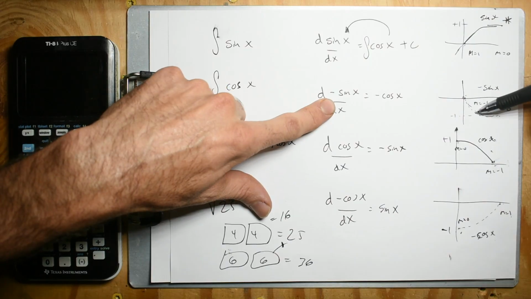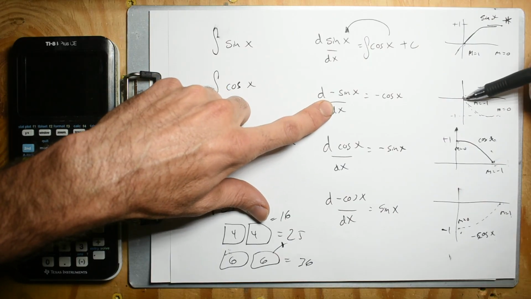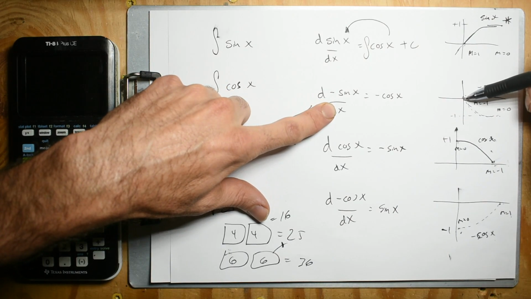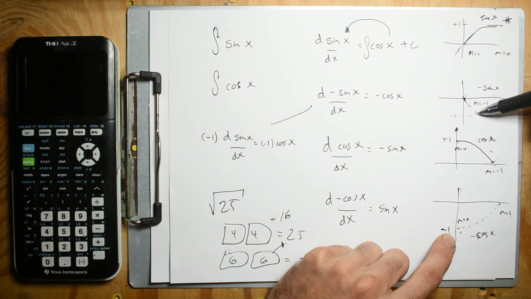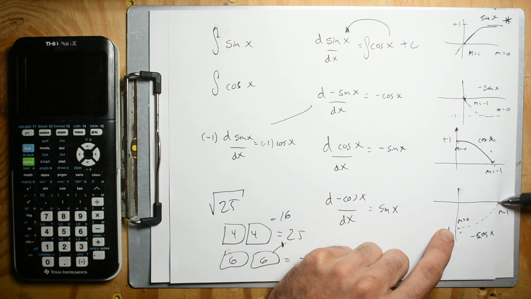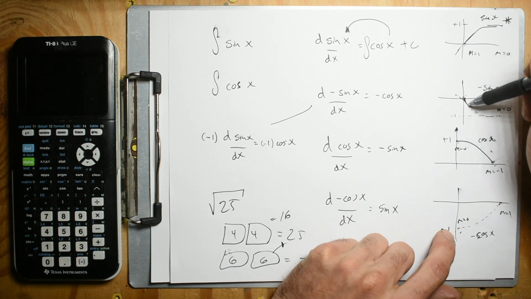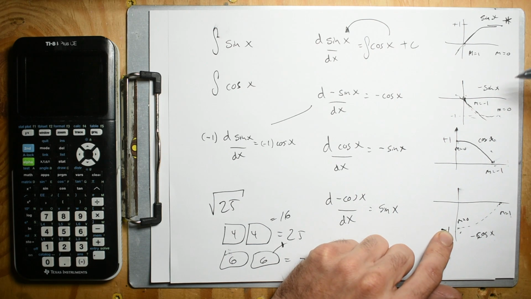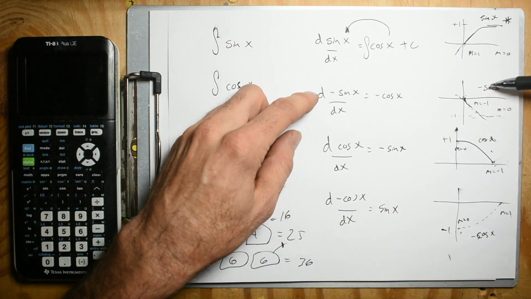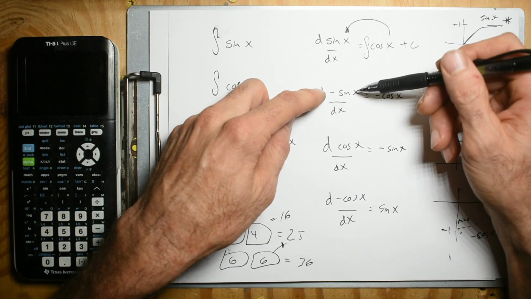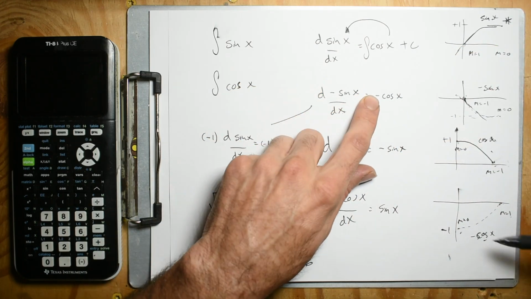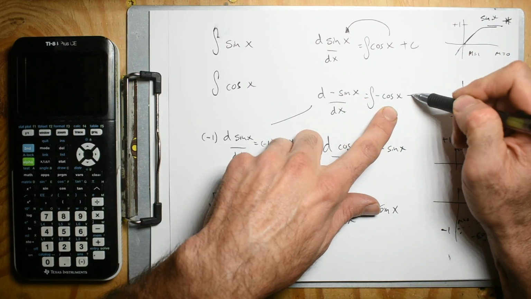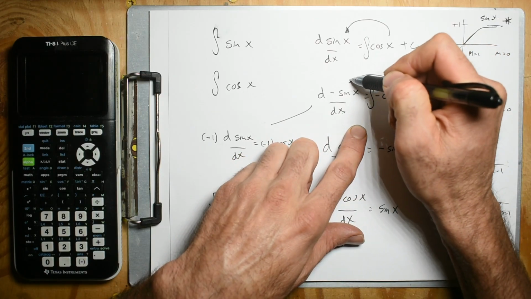Integration of negative sine x. We have a slope of negative 1. So that should scream negative cosine x. And then we have a slope of 0. Hell yeah. And so the slope of this is the differentiation of this equation. So taking the derivative of negative sine x, when we change x, is going to be negative cosine x. Therefore, the integral of negative cosine x plus c is this.